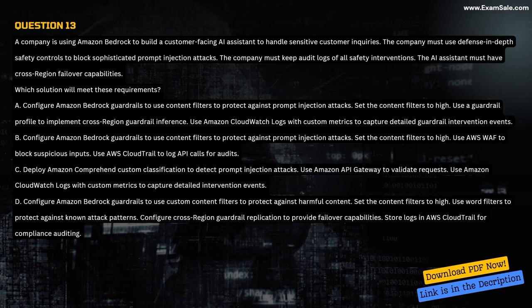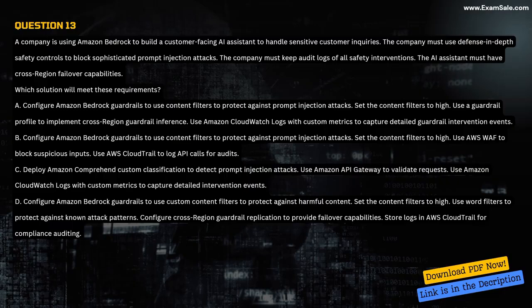A. Configure Amazon Bedrock guardrails to use content filters to protect against prompt injection attacks. Set the content filters to high. Use a guardrail profile to implement cross-region guardrail inference. Use Amazon CloudWatch logs with custom metrics to capture detailed guardrail intervention events. B. Configure Amazon Bedrock guardrails to use content filters to protect against prompt injection attacks. Set the content filters to high. Use AWS WAF to block suspicious inputs. Use AWS CloudTrail to log API calls for audits.